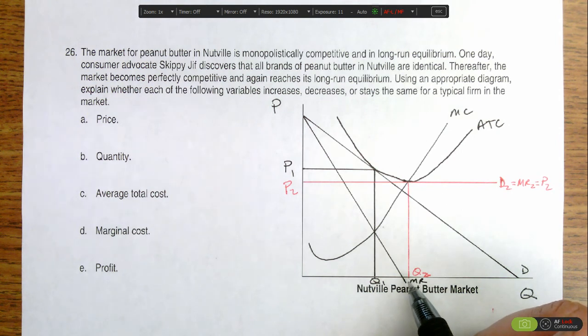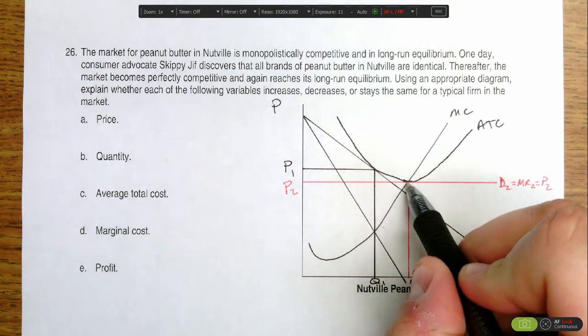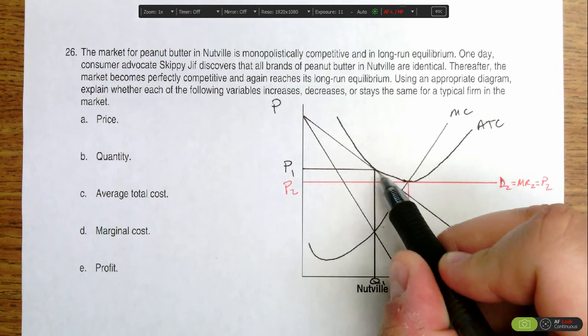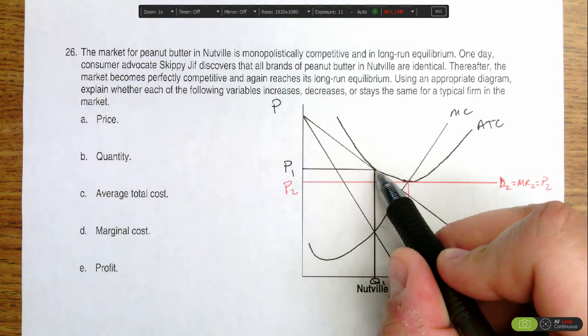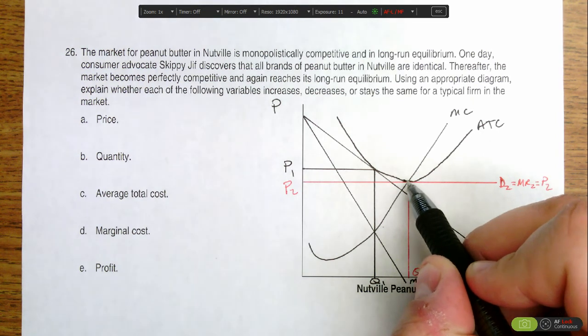We would see that the average total cost would be less than it was before because we would use up all the excess capacity and take advantage of the economies of scale that existed when we were at P1. And as we lowered to P2, we would go down to that minimum cost output that we would have in perfect competition. We would see that the marginal cost would rise.